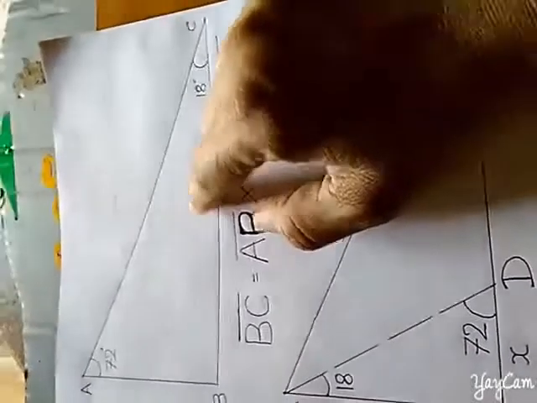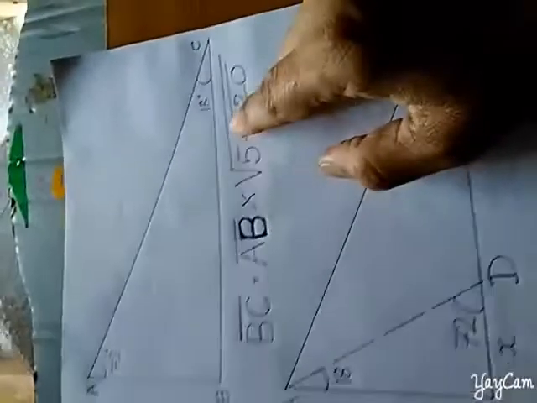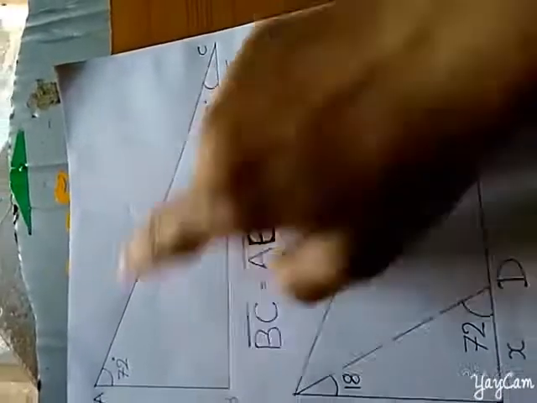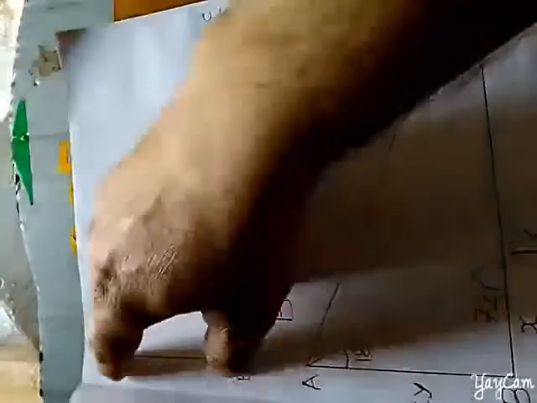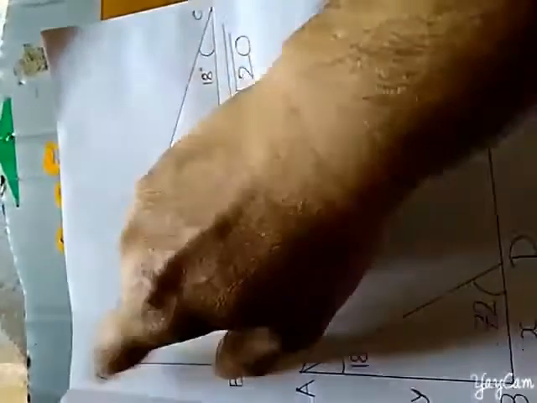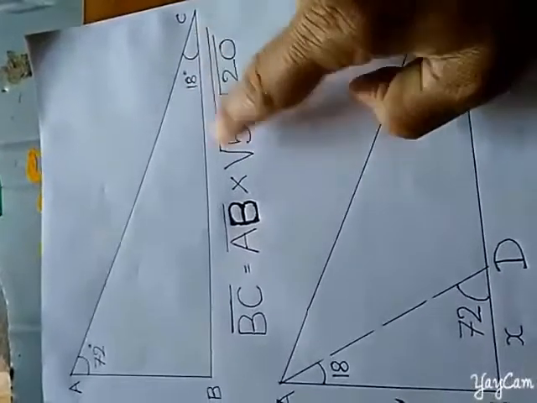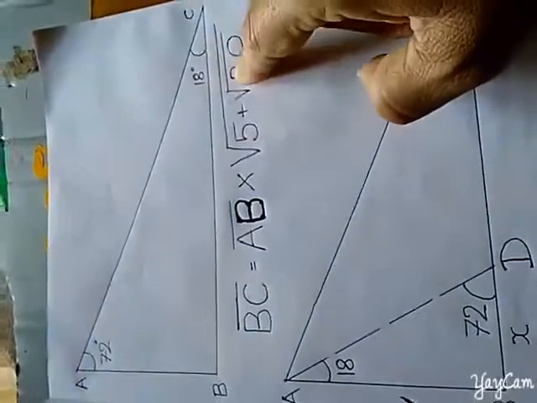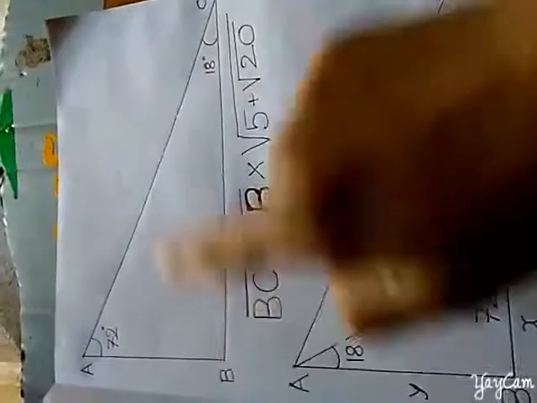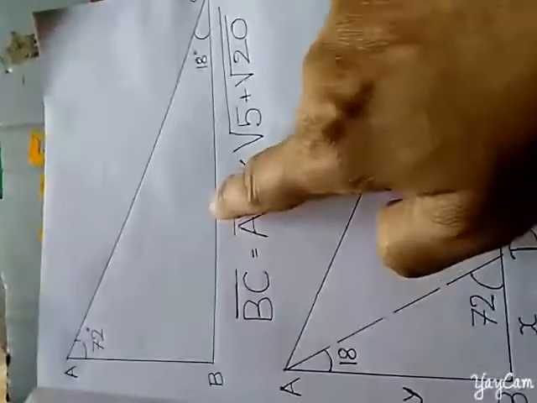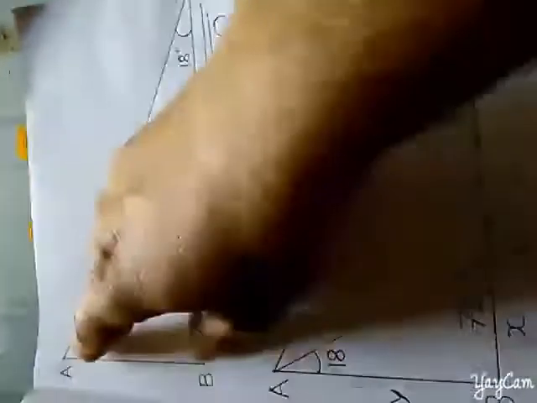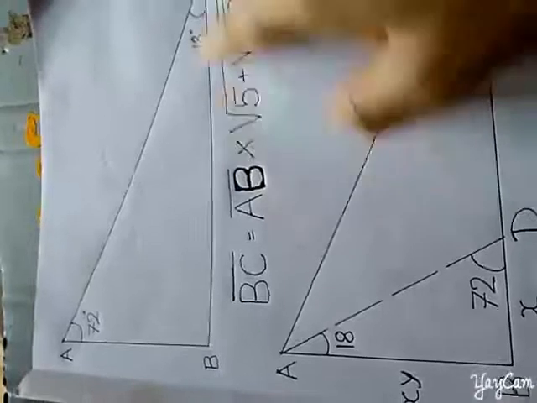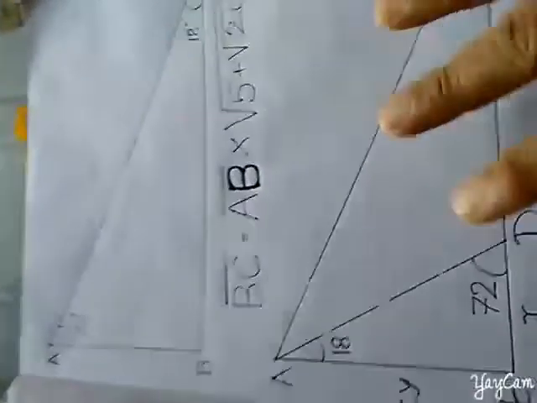Hello friends, this is my theorem about the triangle that has 18 degree and 72 degree angles. The length of the side in front of 18 degrees, multiplied by root 5 plus root 20, gives the length of the side in front of the 72 degree angle. That means side BC is equal to side AB times root 5 plus root 20.